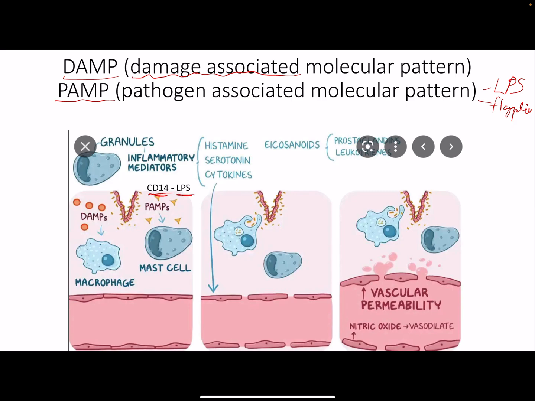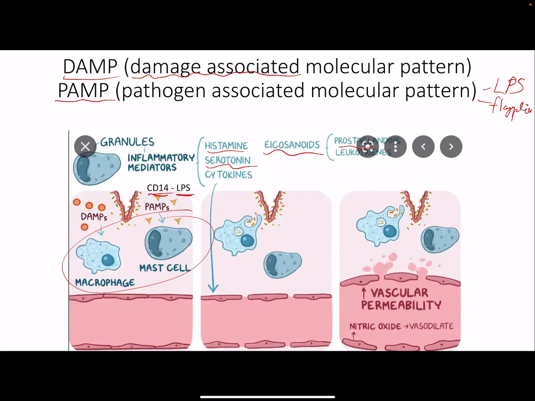All right, so during an inflammatory response, these guys are going to initiate the inflammatory response, releasing a bunch of cytokines, things like histamine, serotonin. We often think of serotonin, SSRIs and happiness and whatnot, but it also causes vasodilation.